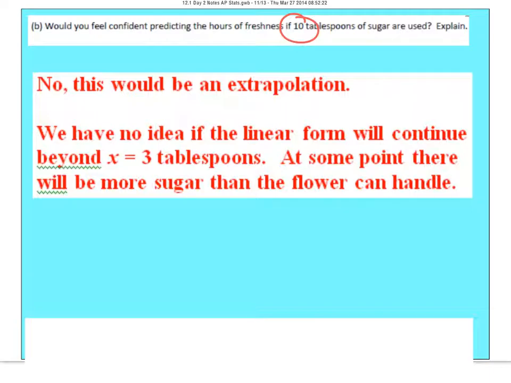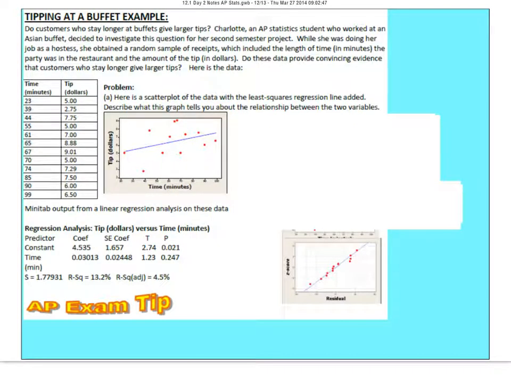Last example, talking about tipping at a buffet. Do customers who stay longer at a buffet give larger tips? Charlotte, an AP Stat student who worked at an Asian buffet, decided to investigate this question for her second semester project. While she was doing her job as a hostess, she obtained a random sample of receipts, which included the length of time in minutes that the party was there and the amount of tip in dollars. Do these data provide convincing evidence that the customers who stay longer have larger tips?